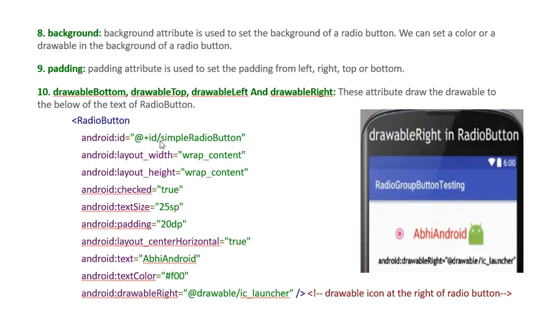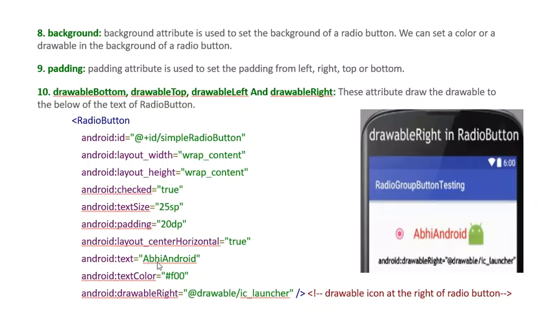android:id equals @+id/id_name, android:layout_width and layout_height equal wrap_content, android:checked equals true as the radio button is selected, and android:textSize equals 25sp, and the padding equals 20dp, on all sides the padding is there at 20dp, and android:layout_centerHorizontal equals true, at the center of the name, and radio button is there.